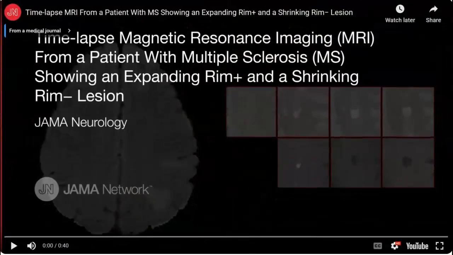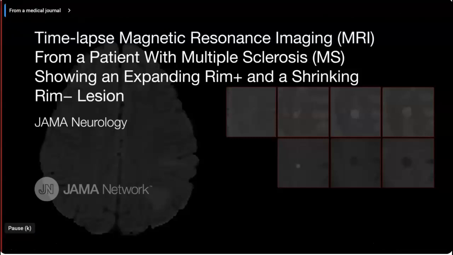But before I get into the articles that I wanted to share today, I found an interesting little video that I thought would be good to share with you. I was looking for a good photograph or some kind of illustration that would just show what lesions look like on a brain scan, just for those of us who either haven't seen it or just want to be sure we're all talking about the same thing. Well, I found this, and it's pretty cool. It's a time-lapse MRI from a patient with MS, and it shows both an expanding rim lesion and a shrinking lesion. Let's take a look.